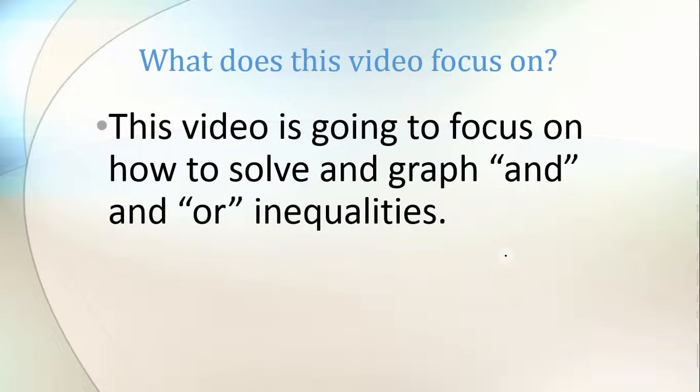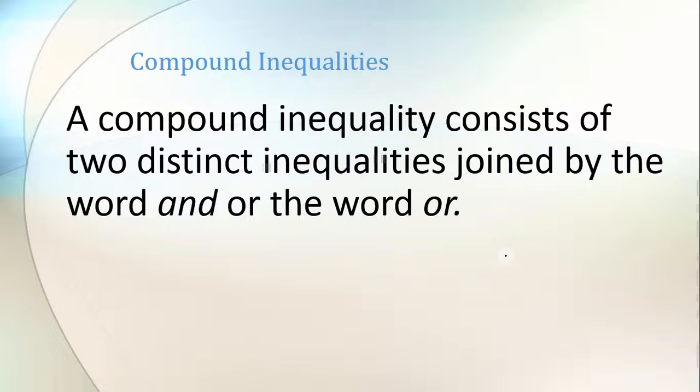So this video is going to focus on how to solve and graph "and" or "or" inequalities. Now, an "and" or an "or" inequality is when there are two inequalities. They're completely different inequalities. They're joined by the word "and," or they can be joined by the word "or." Now, what this means is that if I plug in a number for "and" inequalities, it needs to work in both parts of that inequality. Or it only needs to work in one or the other part.